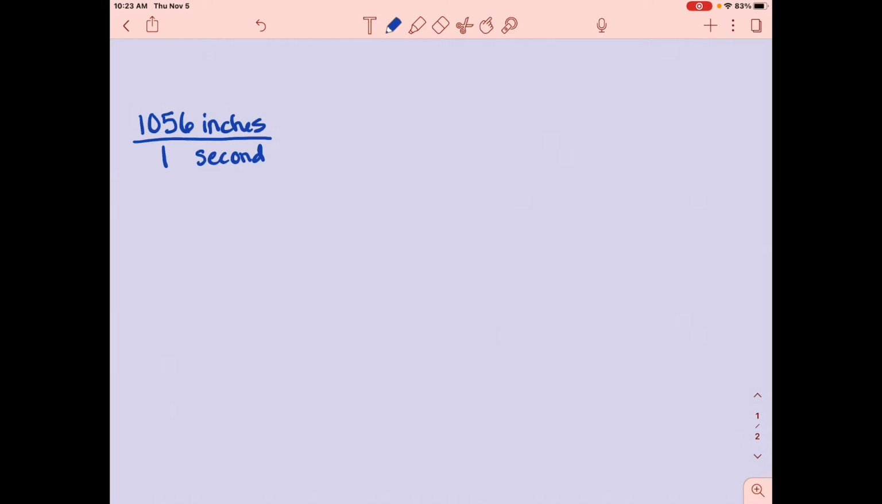So I'm going to start with 1056 inches per second. Let's say that's a real speed. Something is going 1056 inches every second. But I want to see this in miles per hour because I don't really understand what inches per second is. So I'm going to multiply by fractions in order to get to where I want to be. But I'm going to show you the strategy. So every time I have something on the top, I'm going to put that same something on the bottom.